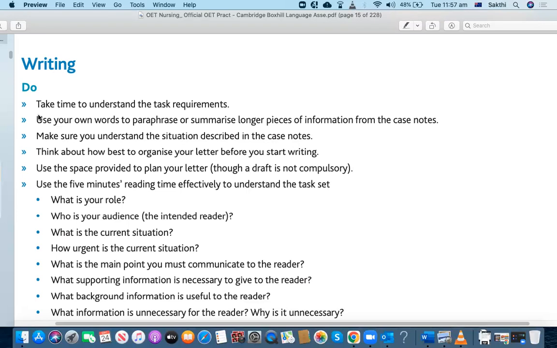What can I do for paraphrasing the information? One of the best ways is to think about the words in a different form. Let's say there is a word called motivate, okay? Motivate the patient to do something, and so on. In that case, motivate could be a keyword. You need to try to think about two different ways.